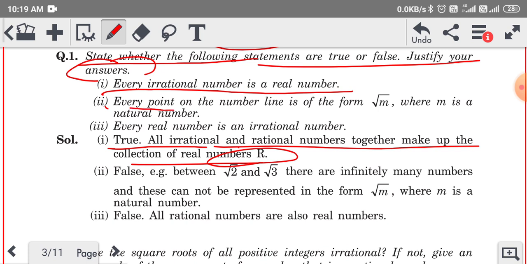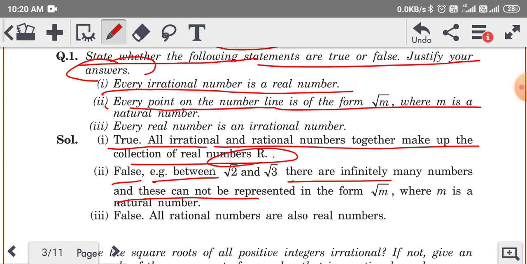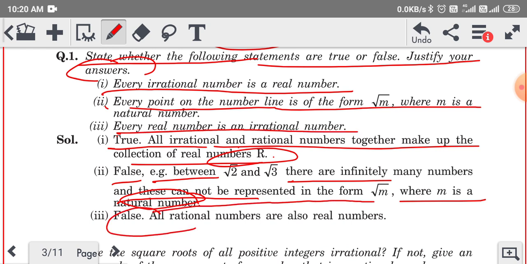Next: every point on the number line is of the form root m, where m is a natural number. False. For example, between root 2 and root 3 there are infinitely many numbers and these cannot be represented in the form root m, where m is a natural number. Next: every real number is an irrational number. False, all the rational numbers are also real numbers.